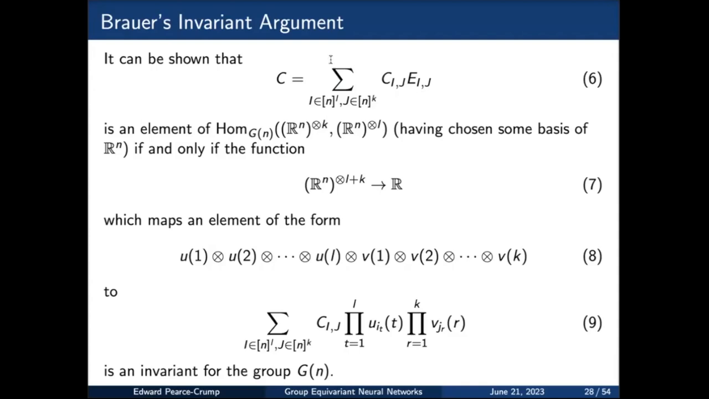Now this argument comes from Richard Brauer, in a paper from 1937, where this argument has been adapted from, and I'll talk about that more later. You can find these coefficients by constructing another invariant, an invariant for this group Gn for a map of this form. So we're mapping an l plus k order tensor to a zero order tensor. And here's an l plus k length tensor of vectors, where each of these is a vector in R^n. We're going to map it to this nasty looking sum.